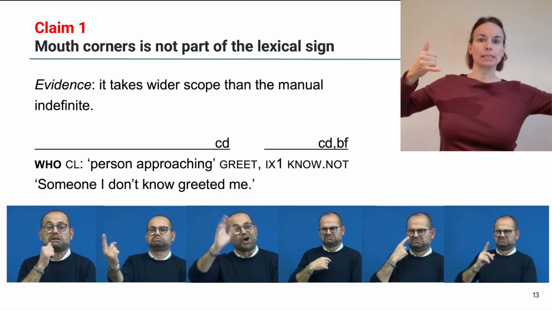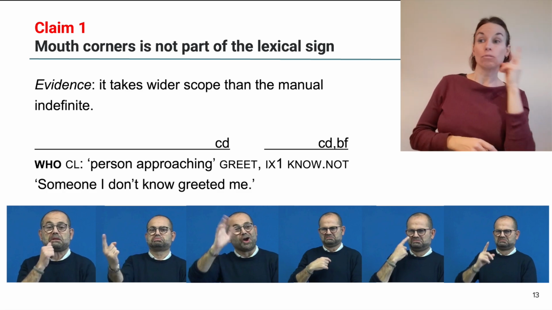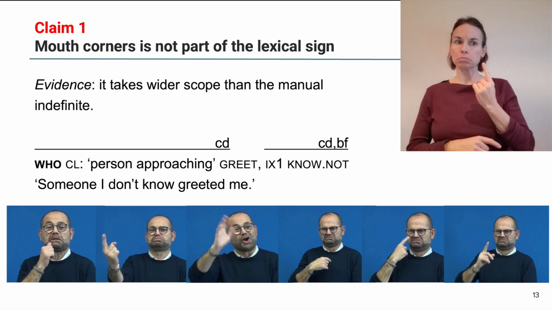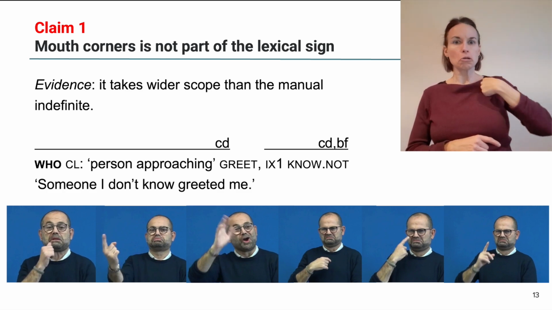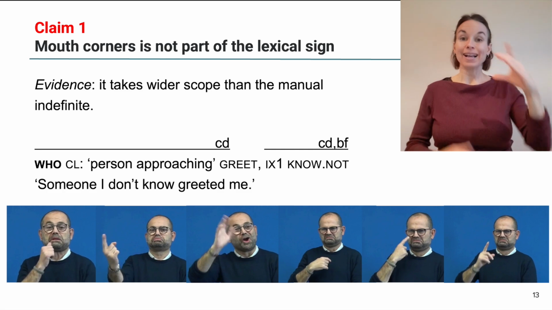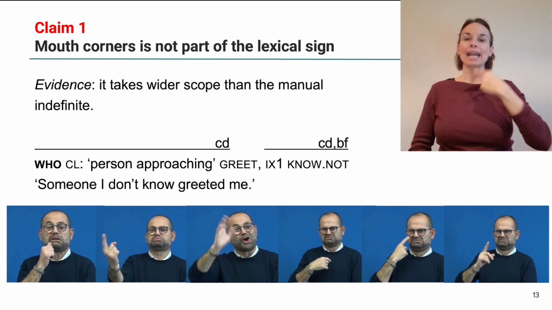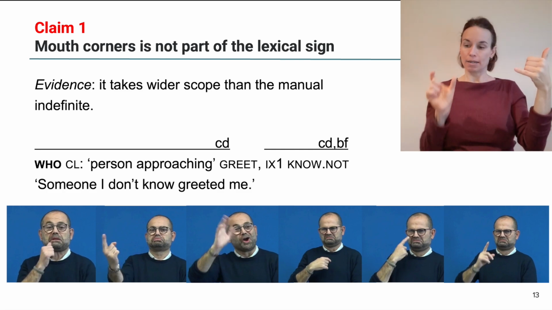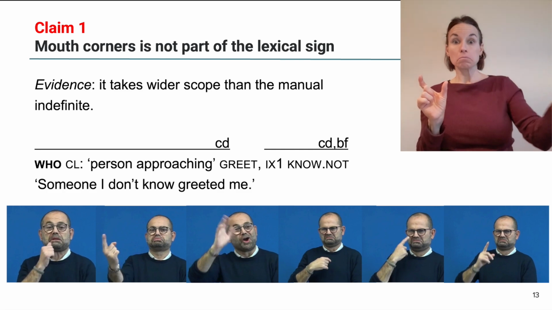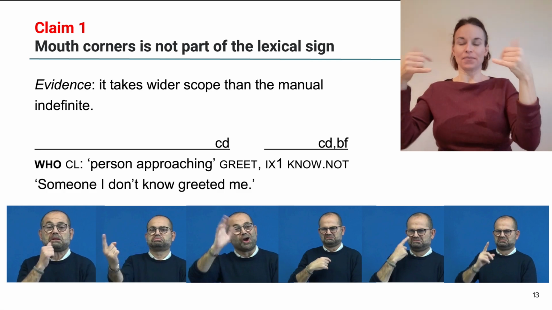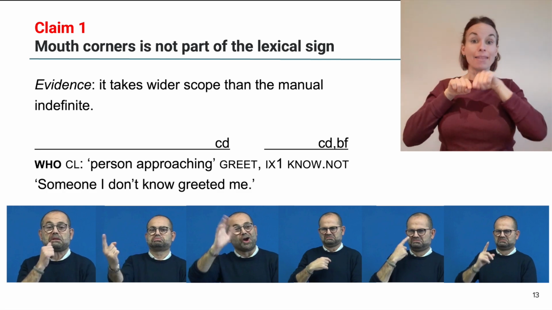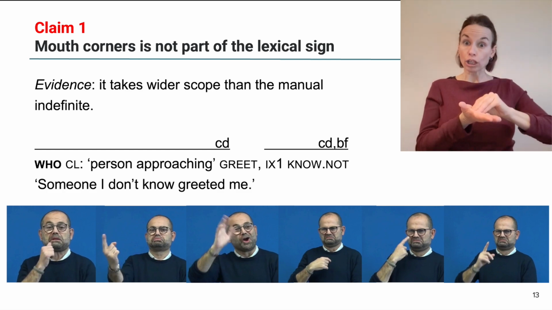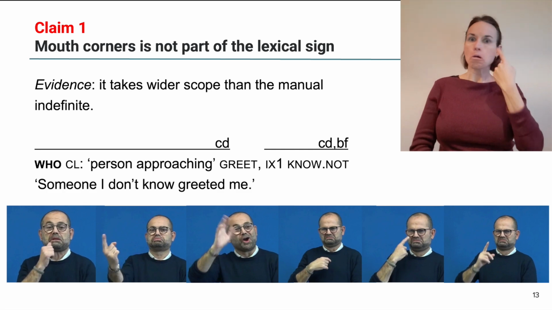In the series of stills you have in the slide for a sentence that translates as someone I don't know greeted me, you can observe that this non-manual marker, which we gloss as CD for corners down, scopes over the first two signs corresponding to the indefinite someone and the classifier person approaching. It is not present during the production of the sign greet, and it is used again with the signs I and know not.